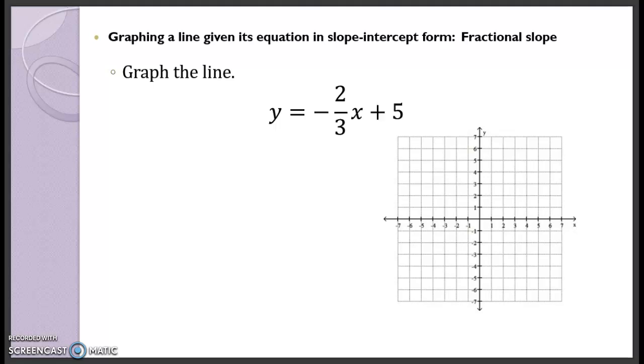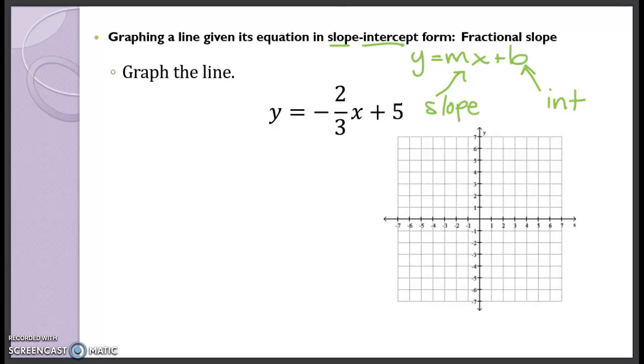Hey everybody! This video is going to talk about graphing a line given its equation in slope-intercept form with a fractional slope. So, similar to our previous video where we were working with an integer slope, if we're given slope-intercept form, which is y equals mx plus b, we're given our intercept, we're given our slope.